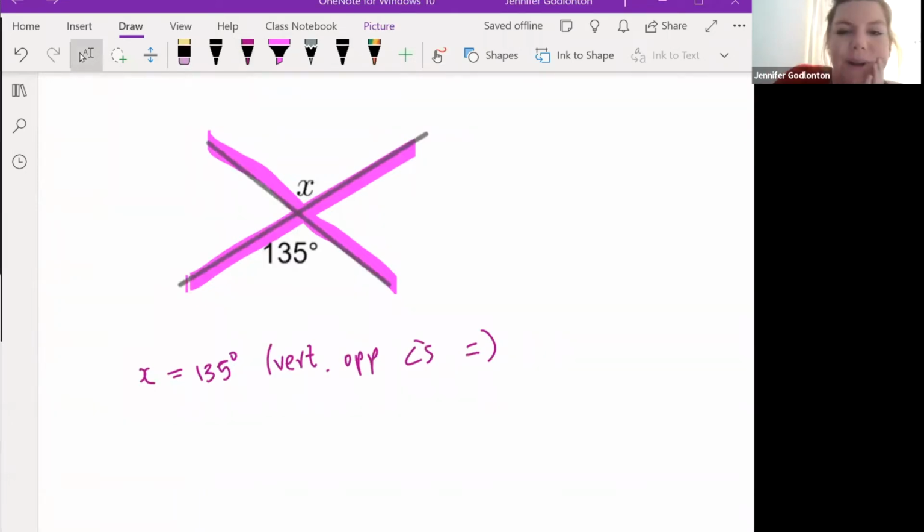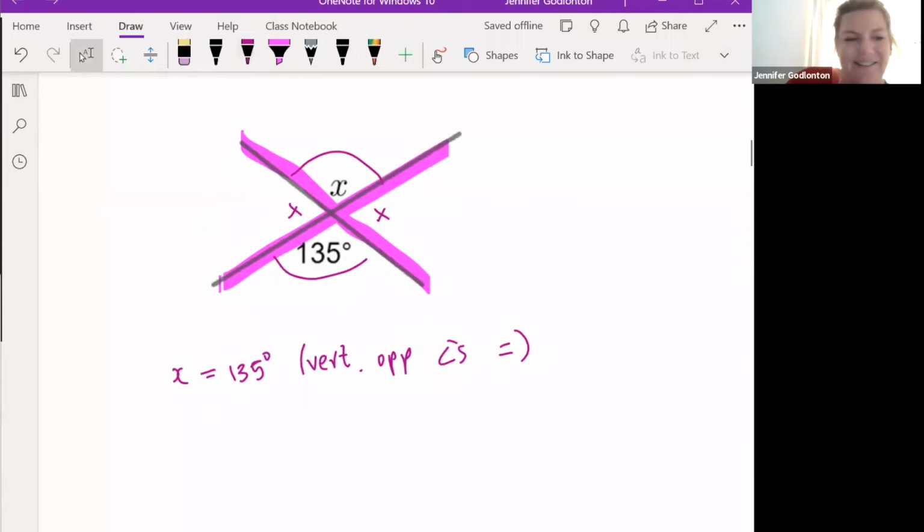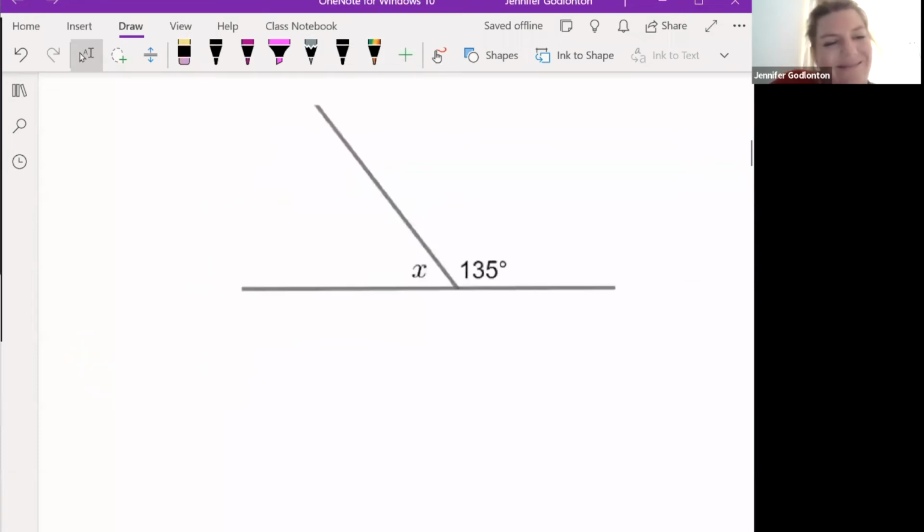Okay, progress. So whenever we see this bow tie situation or this cross, we know that this angle is going to equal that angle, and this angle is going to equal that angle. Two more, and then we will have gone through all of the rules we've learned so far.